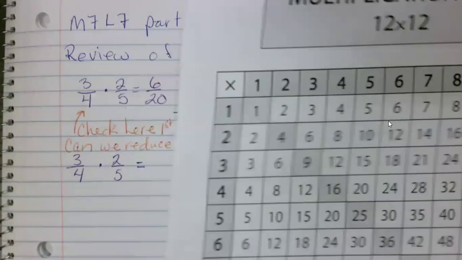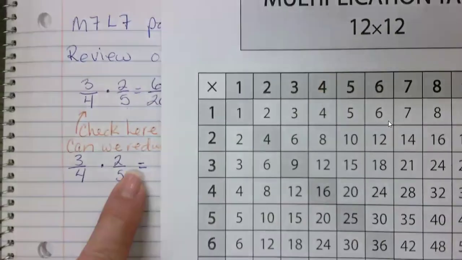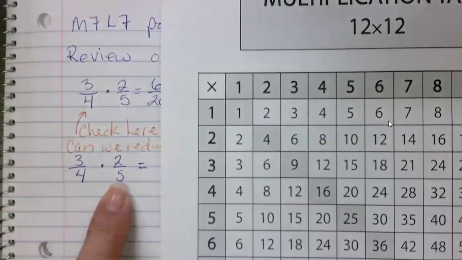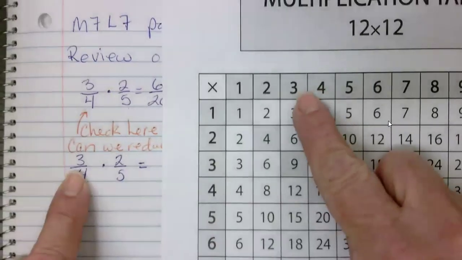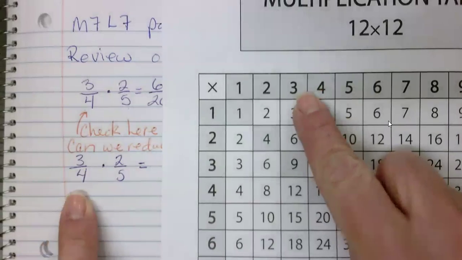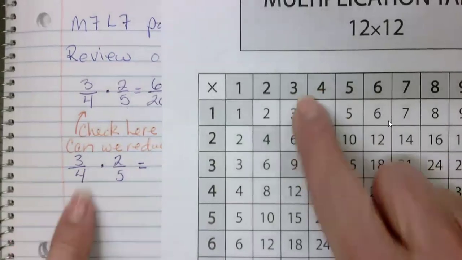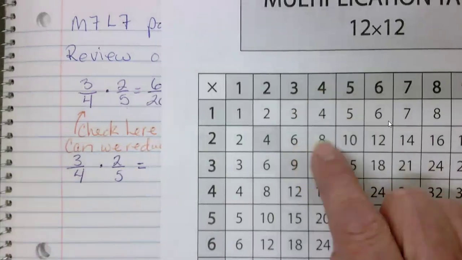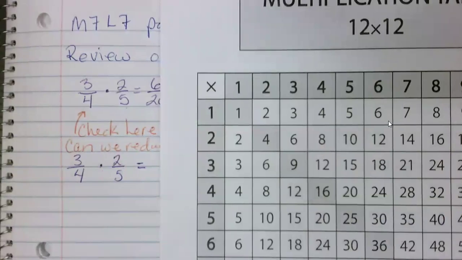chart for this. So in the 3's column, do I have any of the numbers that are on the bottom? So 3 is my column because it's on the top. Do I have a 4? No. Do I have a 5? No. So the 3 will not be able to reduce in this fraction. The ones on top cannot cancel each other out.